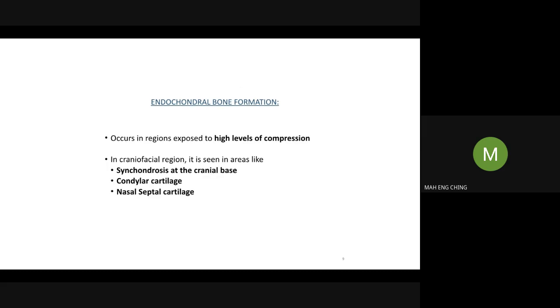Endochondral bone formation occurs in regions exposed to high levels of compression. Intramembranous is more related to tension, while endochondral is more related to high levels of compression. In the craniofacial region, it is seen in areas like the synchondroses at the cranial base. Synchondrosis means a joint between two cartilages. Other areas are the condylar cartilage and the septal cartilage.